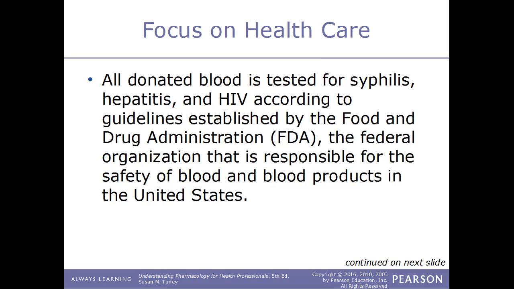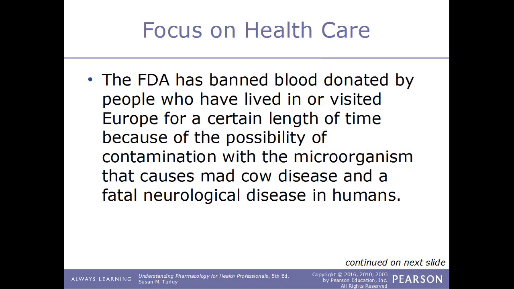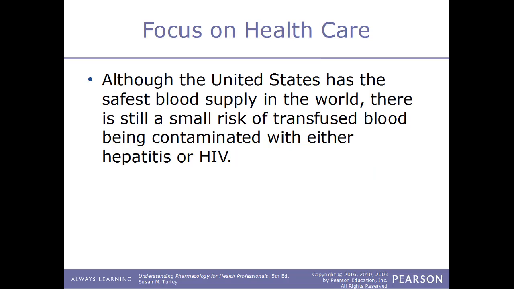All donated blood is tested for syphilis, hepatitis, and HIV according to guidelines established by the FDA, the federal organization that is responsible for the safety of blood and blood products in the U.S. The FDA has banned blood donated by people who have lived in or visited Europe for a certain length of time because of the possibility of contamination with the microorganism that causes mad cow disease, a fatal neurological disease in humans. Although the United States has the safest blood supply in the world, there's still a small risk of transfused blood being contaminated with either hepatitis or HIV.